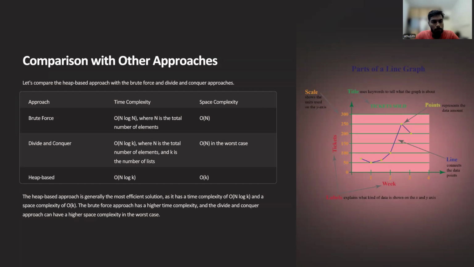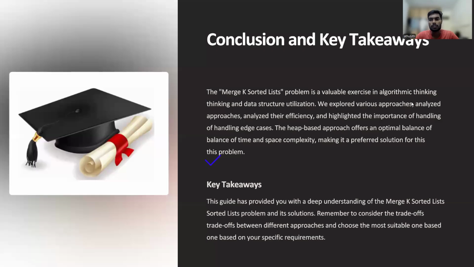The heap-based approach is generally the most efficient solution, as it has the time complexity of O(n log k) and the space complexity of O(k). The brute force approach has the higher time complexity, and the divide and conquer approach has the higher space complexity in the worst case. Conclusion and key takeaways.